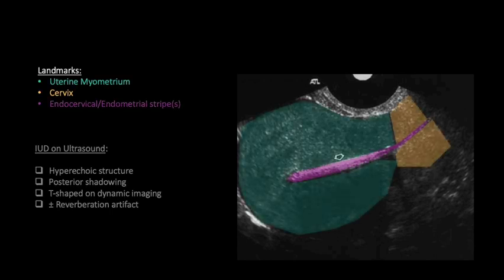Landmarks to determine proper placement are the myometrium, cervix, and endocervical and endometrial stripes when they're not obscured by the IUD. Here, I've highlighted them for us. So we see the uterine myometrium here in this teal color surrounding the pink endocervical and endometrial stripe. And then we have our cervix here on this transvaginal view in the yellow color.